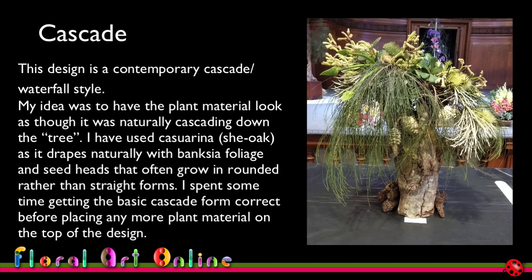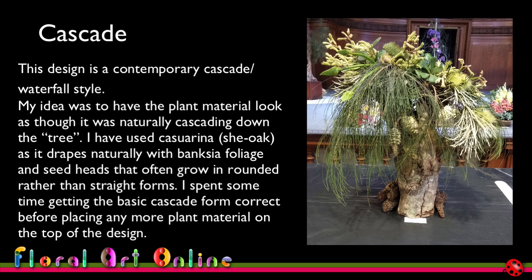Our first design this week is Cascade, and it was a contemporary cascade, so more in the waterfall style than the traditional style, which is a wired cascade, most often seen in bouquets. My idea for this design was to have the plant material look as though it was naturally cascading down a tree. So I've used the casuarina, or she oak, as it drapes naturally, with some banksia foliage, which also has a natural curve to it most often, rather than straight forms of foliage.